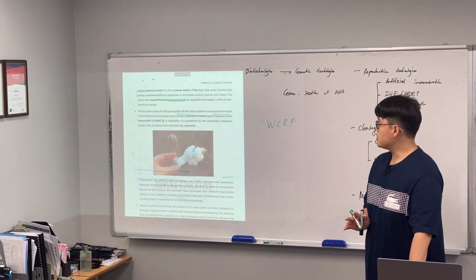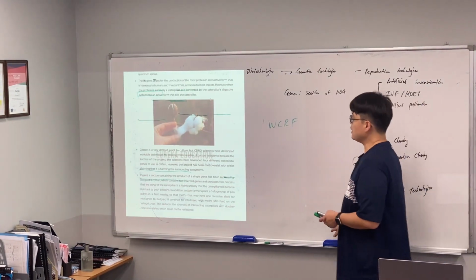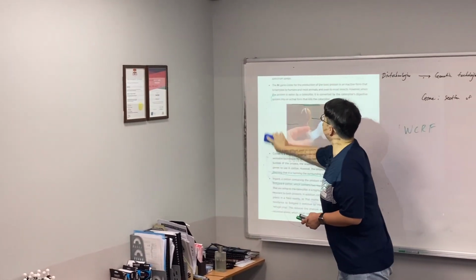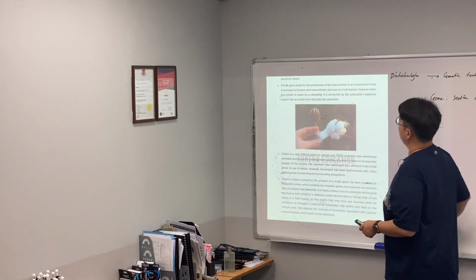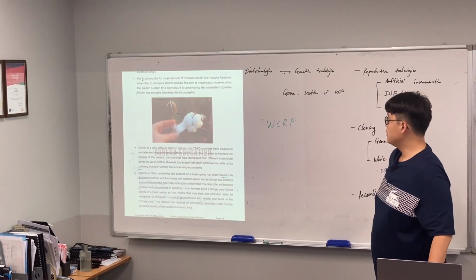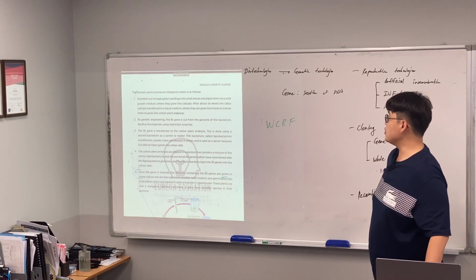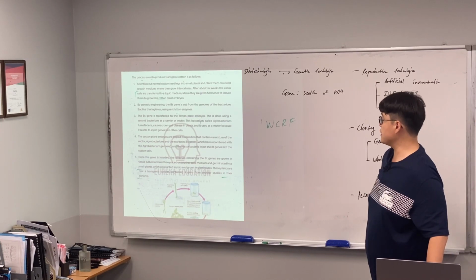Going back to transgenic species, this is the BT cotton shown on your page 88. This is a kind of case study showing you that. So the process used to produce transgenic cotton is as follows. It shows you in here.